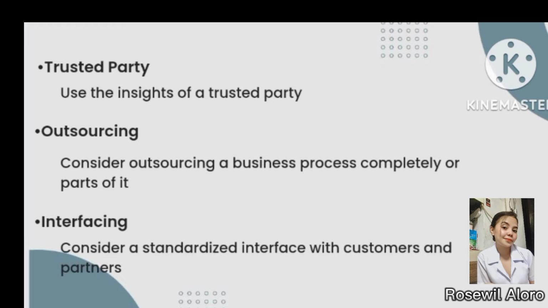Outsourcing is to consider outsourcing a business process completely or parts of it. Another party may be more efficient in performing the same work, so it might as well perform it for the business process that is up for redesign. The obvious aim of outsourcing work is that it will generate less cost. Interfacing is to consider a standardized interface with customers and partners. A standardized interface diminishes the occurrence of mistakes, incomplete applications, or unintelligible information exchange. This may yield better quality due to fewer errors and faster processing time.